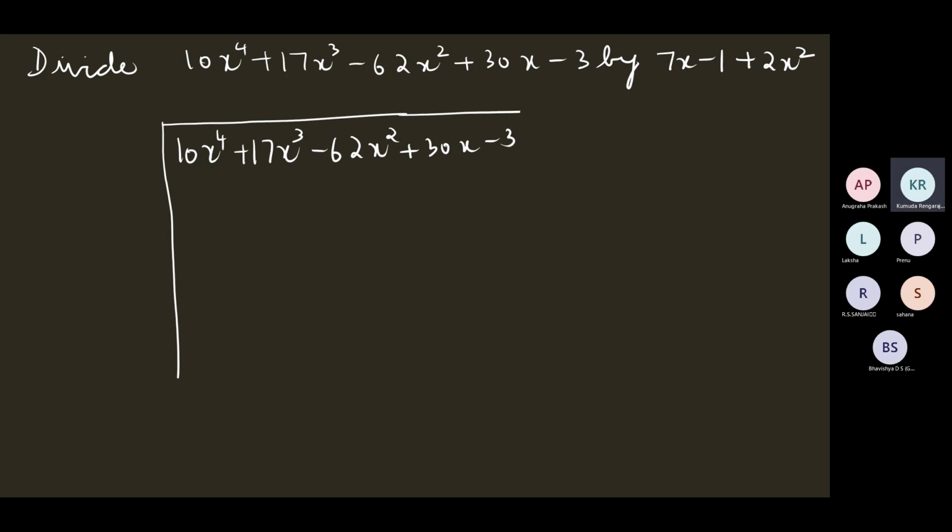So it's already arranged. Now look at the divisor. The divisor has one x term, one constant, and one x squared term. So you must write the x squared term first, and then the x term, and then the constant, minus 1. So step 1 is to arrange the terms in the dividend and the divisor in the decreasing order of the powers of the variable. The variable is x, so decreasing power: power 2, power 1, power 0.